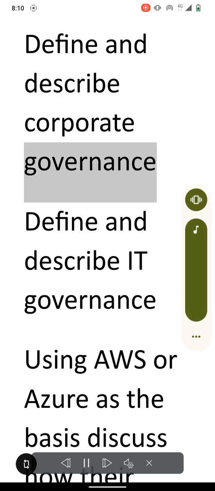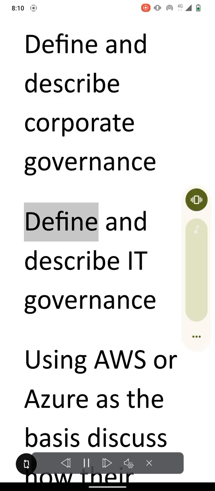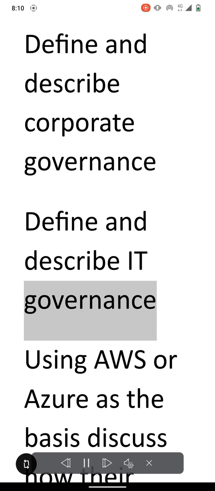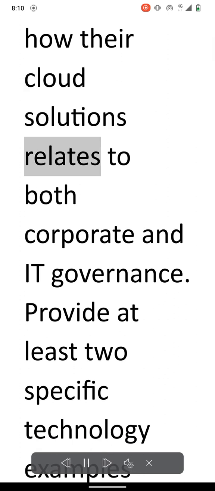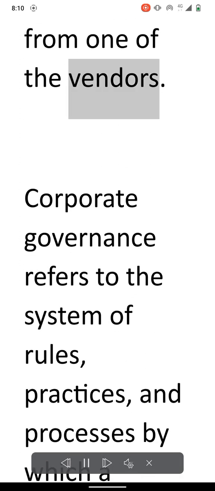Define and describe corporate governance. Define and describe IT governance. Using AWS or Azure as the basis, discuss how their cloud solutions relate to both corporate and IT governance. Provide at least two specific technology examples from one of the vendors.